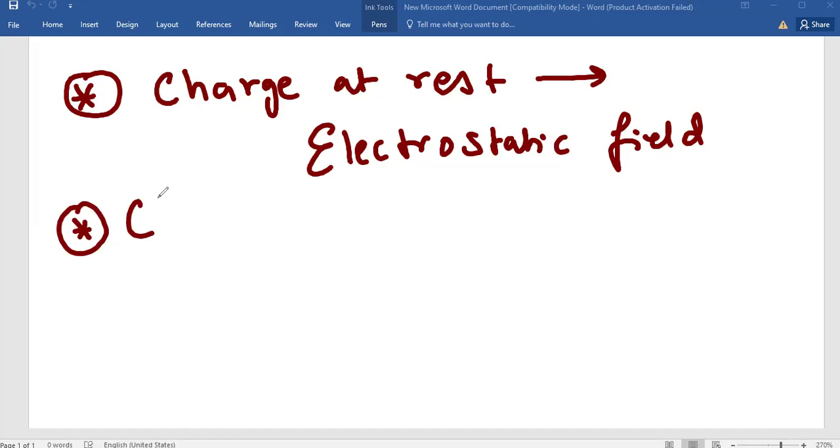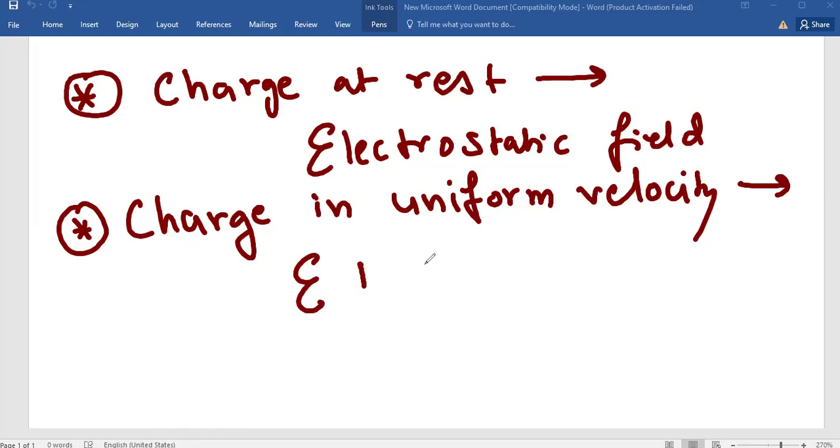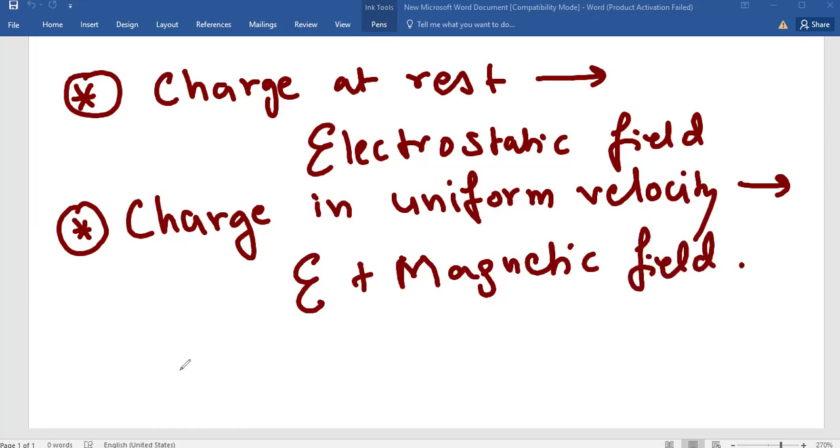Whereas charge in uniform motion, not accelerated, so if one charge is moving with constant speed in the same direction, that is, with uniform velocity, then this charge will produce an electrostatic field plus a magnetic field. It will produce both.